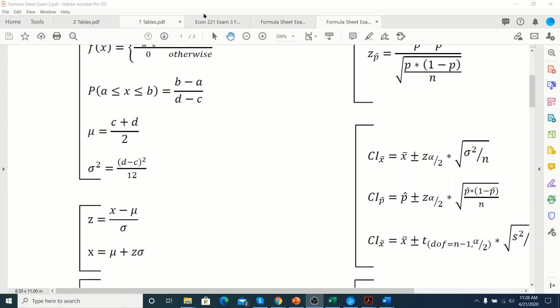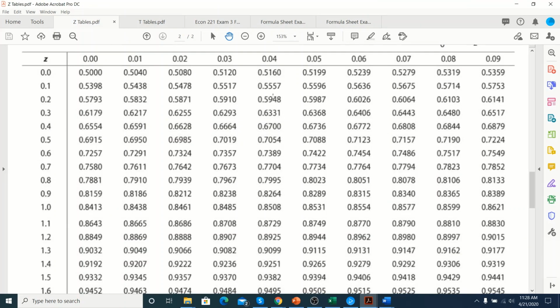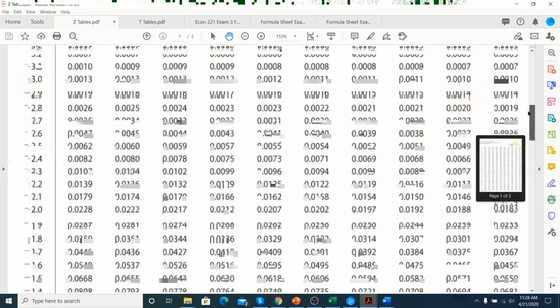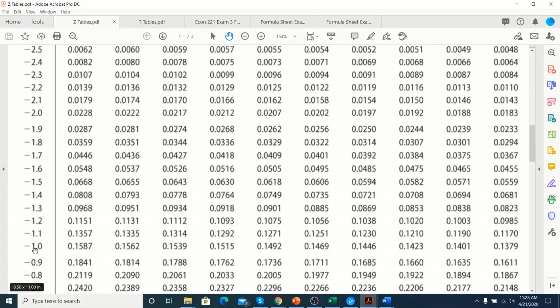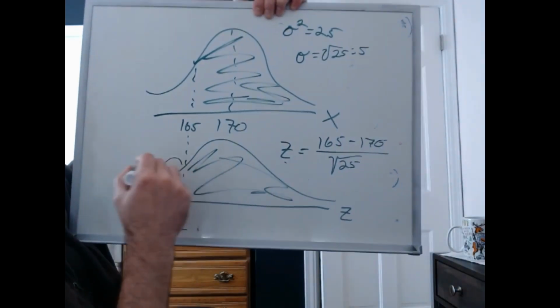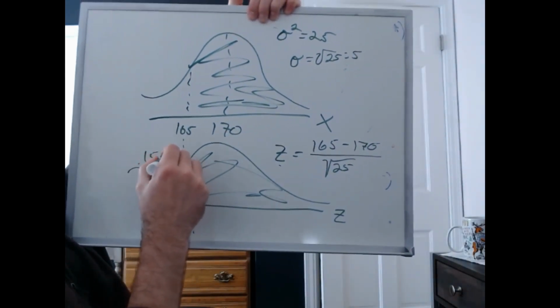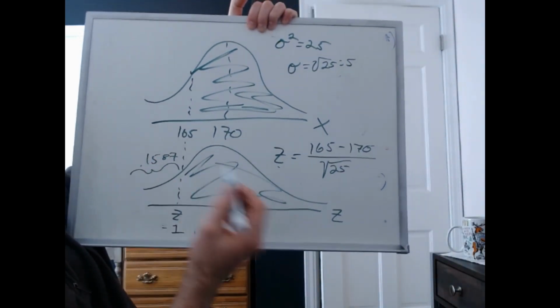If I then go to my table, and here we're not dealing with samples, we're dealing with the original variable, and we convert them into z-scores. So my z-score is -1.00, sorry, it was -1, not +1. So 0.1587. If I'm drawing this out visually, this area over here is 0.1587. But that's not what I wanted. I wanted the area to the right.